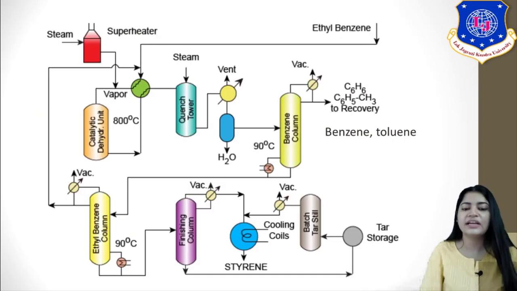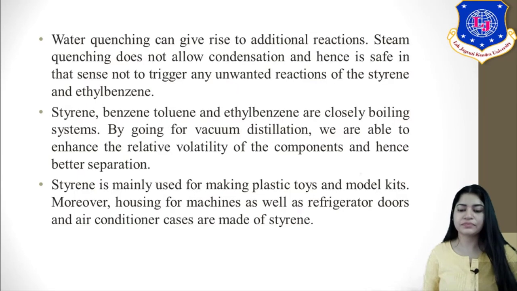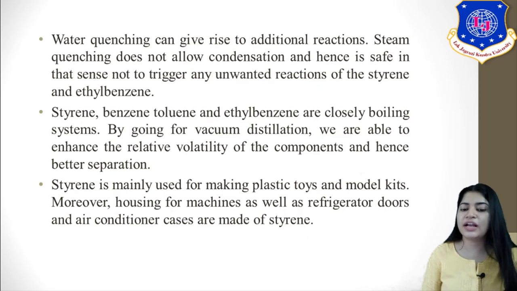Here you can see that in the quench tower you are using steam. Already in your catalytic dehydrogenation unit you are using superheated steam, but here you are using only normal steam. It's not saturated. Steam quenching does not allow condensation, hence it is safe in that sense, not triggering any unwanted reaction of styrene and ethyl benzene. Condensation is not allowed here, hence useless reactions are not followed.